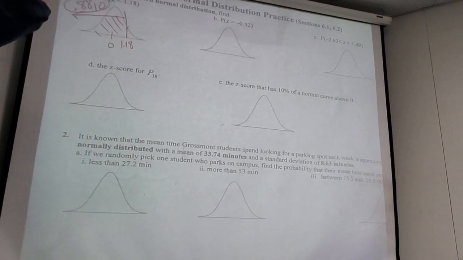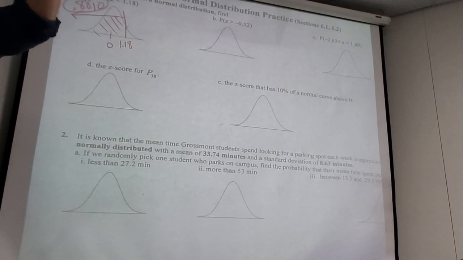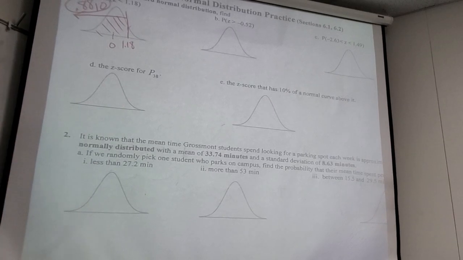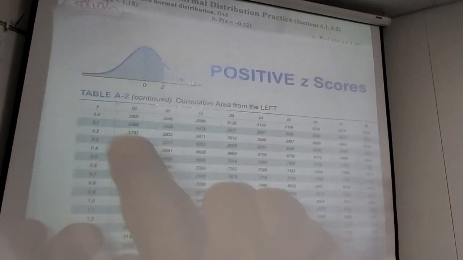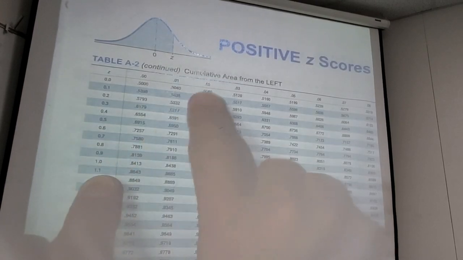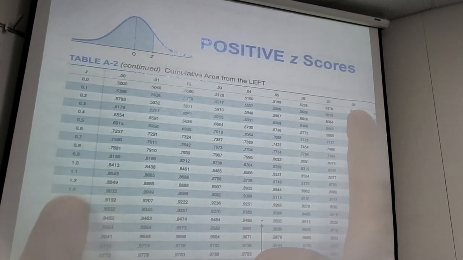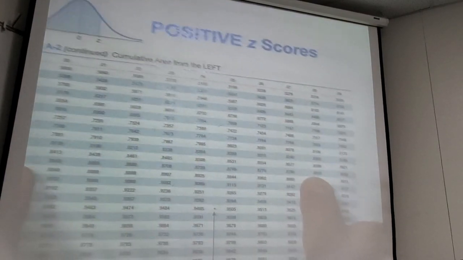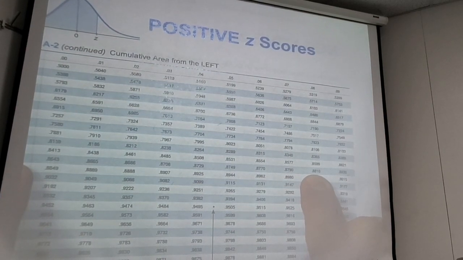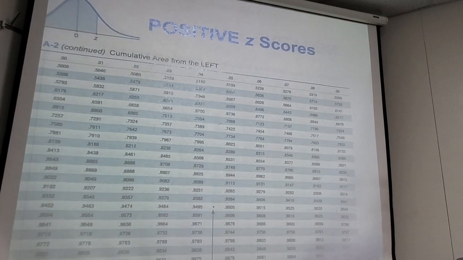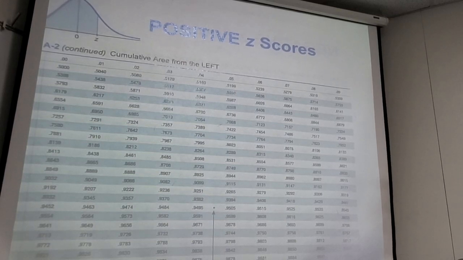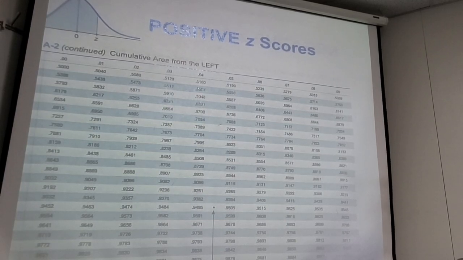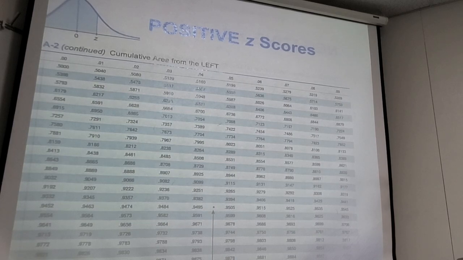So to do that, we have to realize how to read this thing. The first decimal place is here, and then the second decimal place is up here. So 1.18, 0.8810. Which means, if you did a test in a class and the grades were normally distributed and your Z-score was 1.18, you would have scored better than 88.1% of the other students.